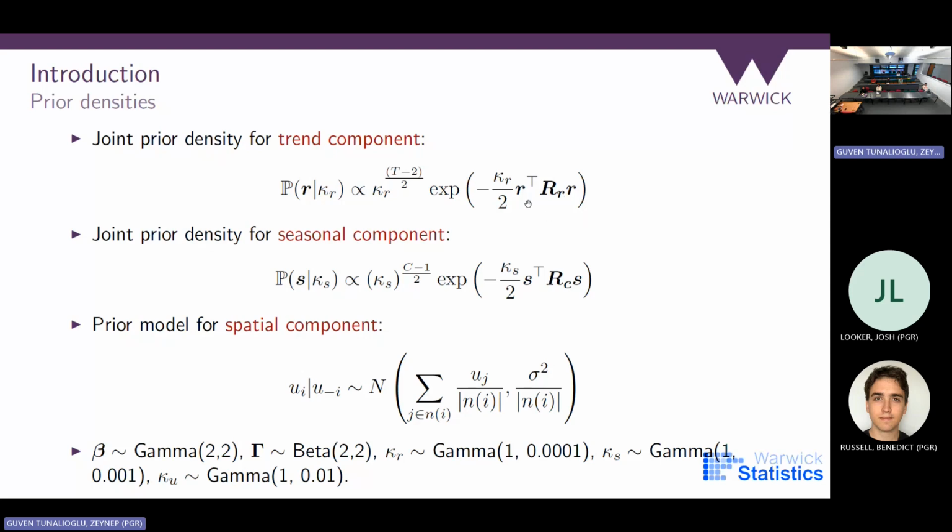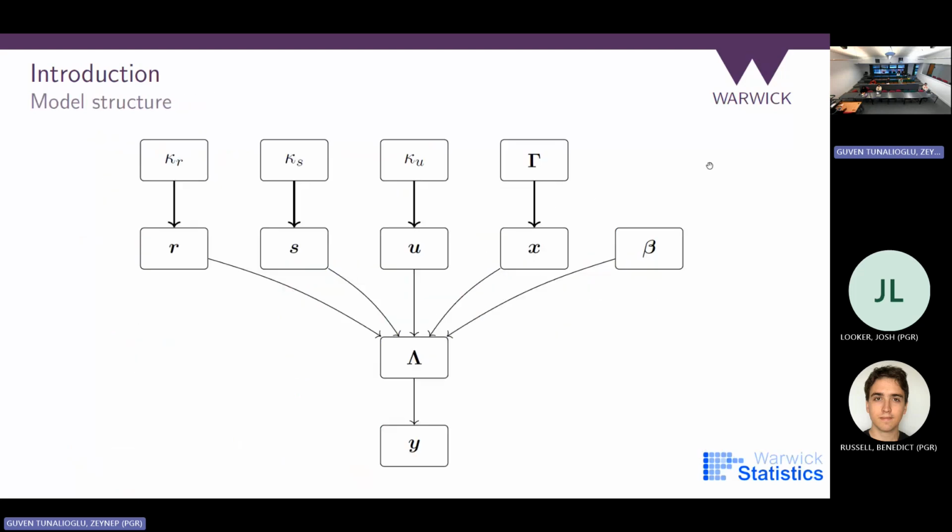So RR, if you are familiar with graph theory, is what they call the Laplacian matrix in graph theory. So that's what kappa R is. And by solving that, you could derive what the components of that matrix are, and then you're able to evaluate the density. Okay, so in picture, this is what the model looks like.